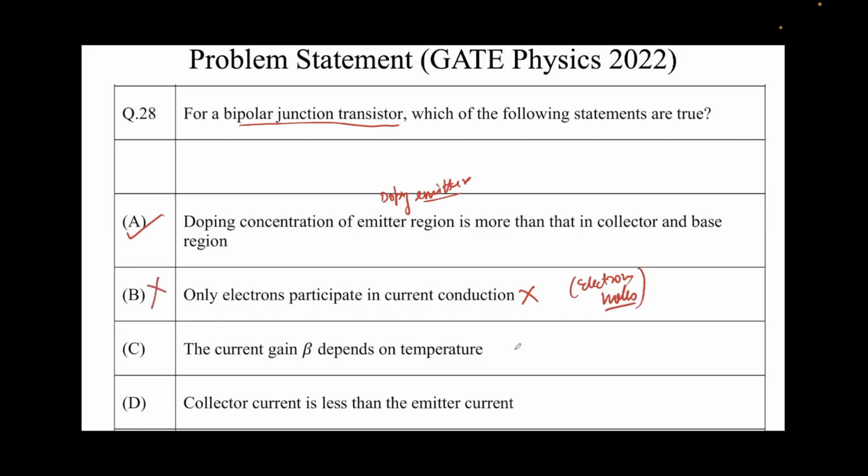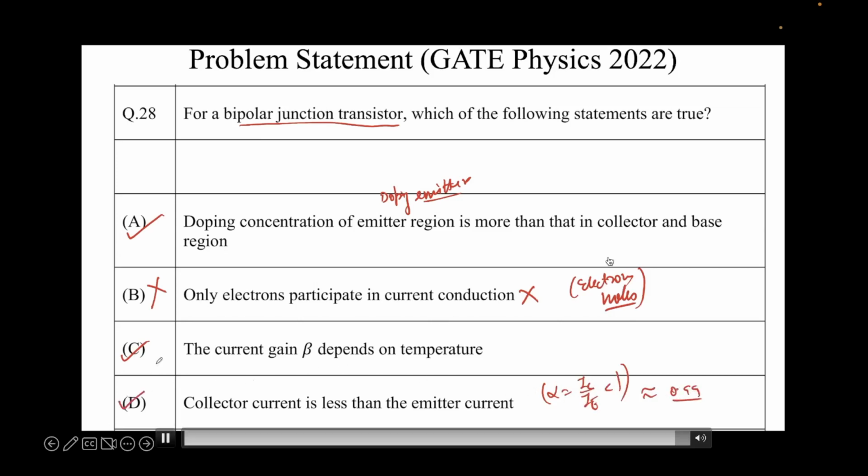Beta depends on temperature. We saw a curve in which beta is dependent on the temperature. This is correct. Collector current is less than emitter current. We saw that alpha equals IC upon IE, which will always be less than 1, very close to 1, maybe 0.9, but less than 1 because some electrons get recombined in the base. So this is also correct. For this question, the correct options are A, C, and D.